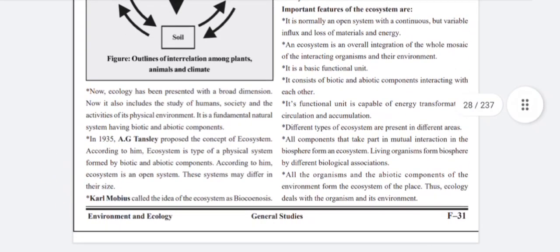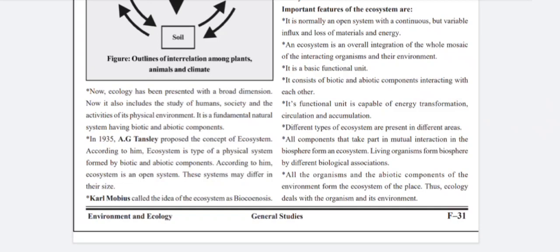Now ecology has been presented with a broad dimension. It also includes the study of human society and its activities in its physical environment. It is a fundamental natural system having biotic and abiotic components. In 1935, A.G. Tansley proposed the concept of the ecosystem. According to him, an ecosystem is a type of physical system formed by biotic and abiotic components. According to him, an ecosystem is an open system. These systems may differ in their size.